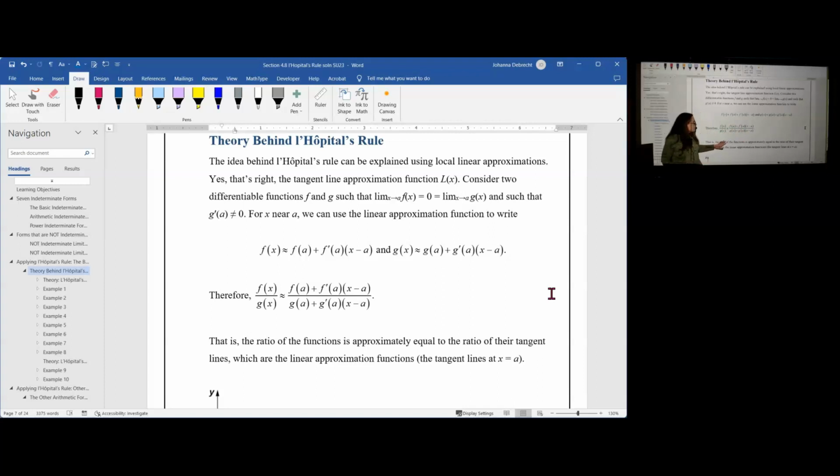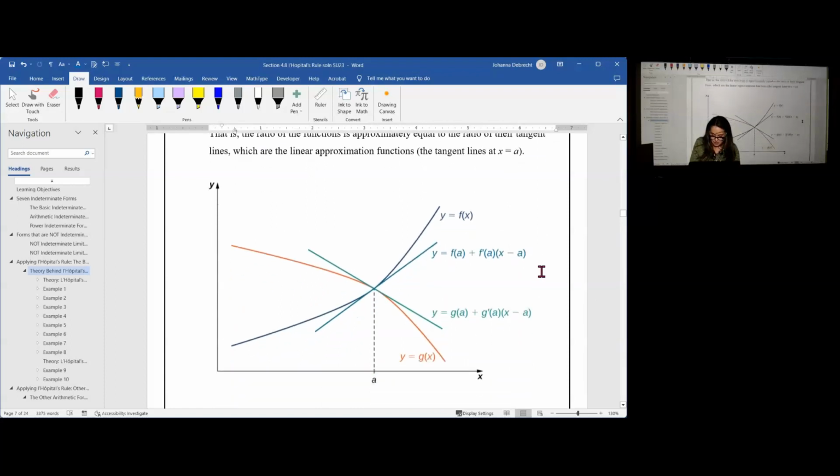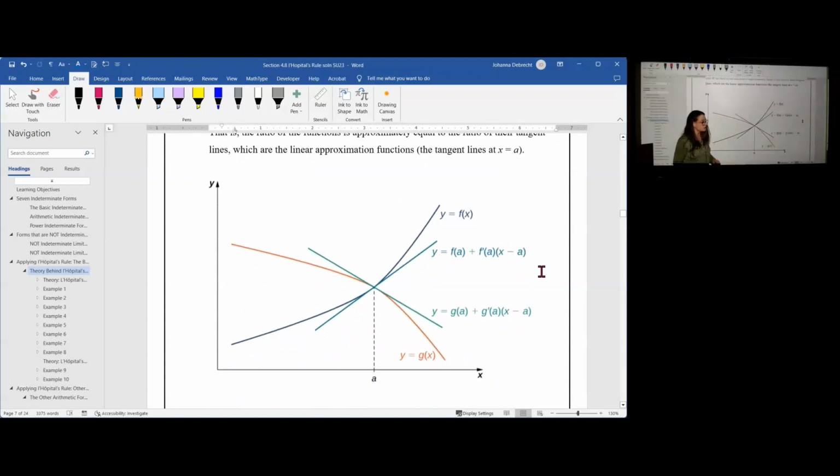Now, if I'm looking at this right here, then I know that I can approximate f of x over g of x. So it makes sense that the limit, as I'm approaching some value, of f of x over g of x would be approximately the value of the limit, as x approaches the same value, of the ratio of the tangent functions. Let's take a look now at the graph so we can see these different functions.